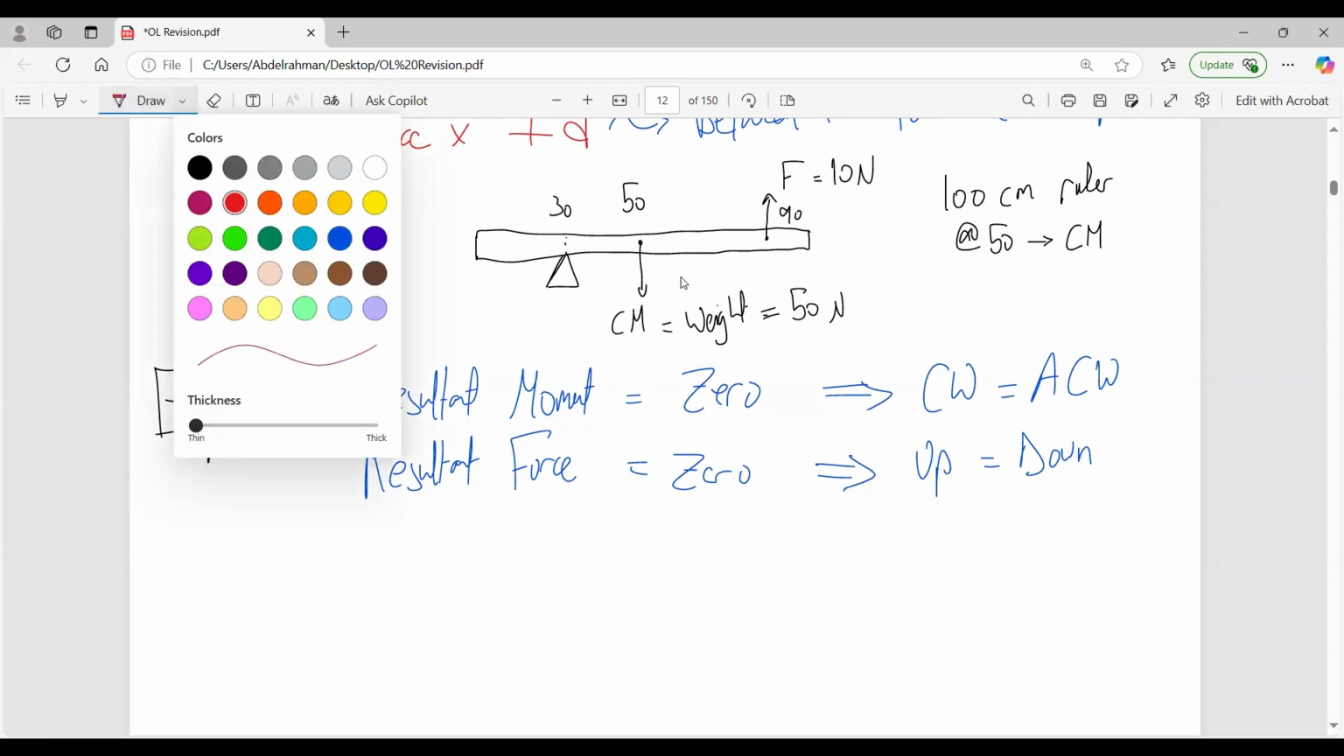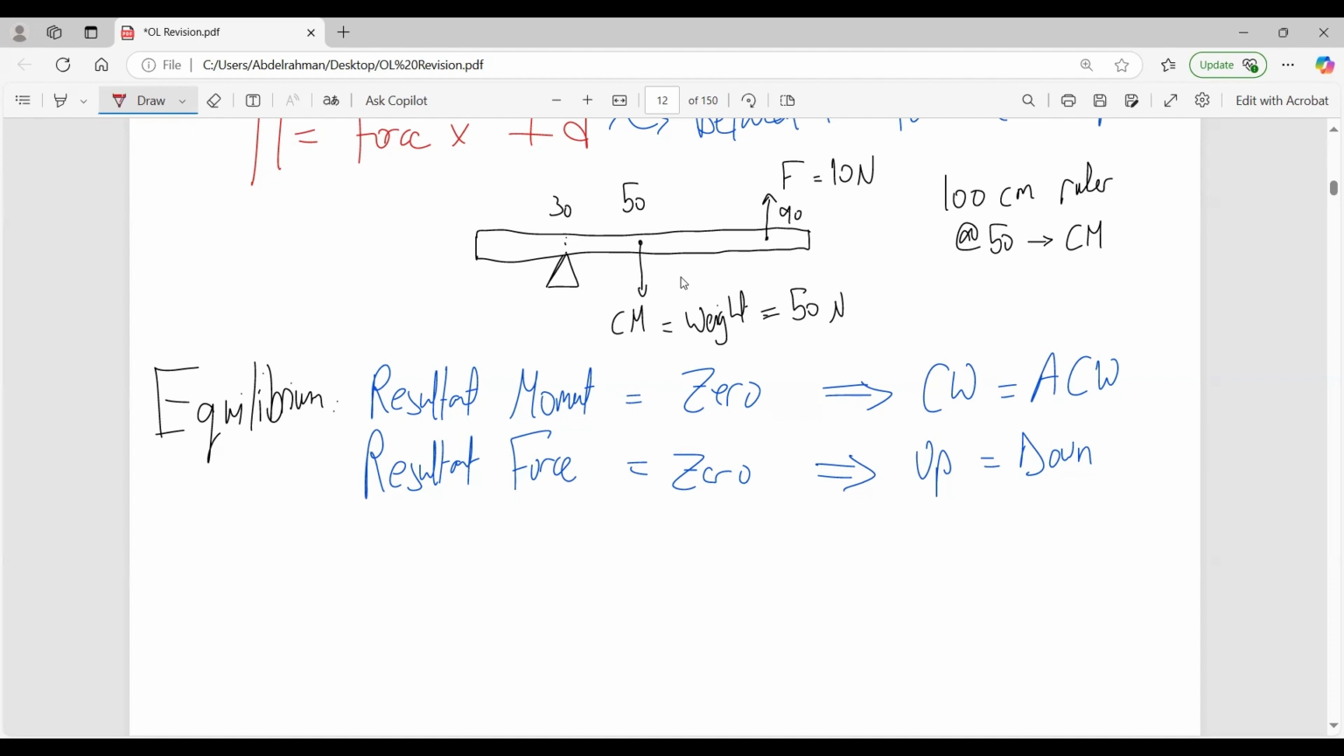Let's see. The center of mass is acting downwards. Will this force exert a clockwise or an anti-clockwise moment? Just take the force and go to the pivot. This is clockwise or anti-clockwise? This is a clockwise moment. I'll write down that this is a clockwise moment. What about the force? This is an anti-clockwise moment.